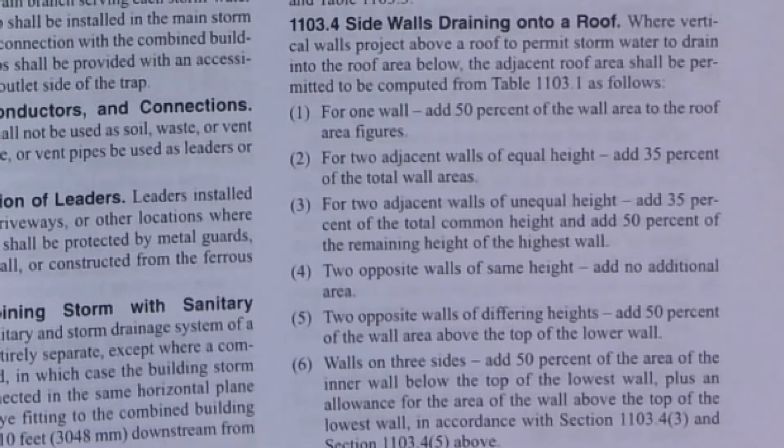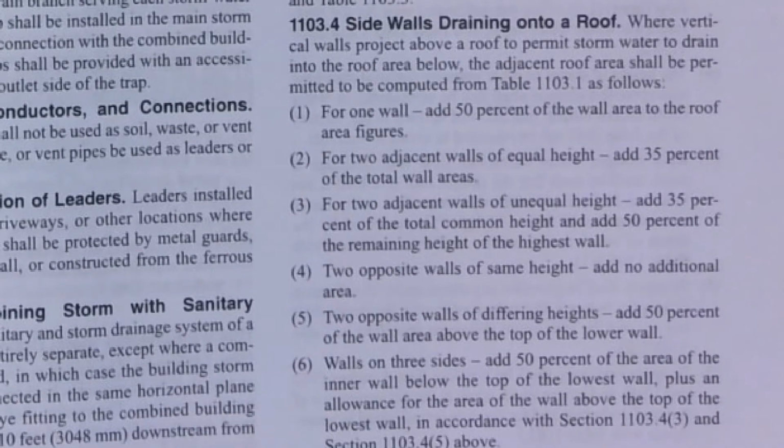So if one wall is 3 feet, the other wall is 5 feet high, I'm going to do 35% of the 3 foot high part, and then the remaining 2 feet, I'm going to take 50% of. And that's the surface area of that. Number 4, 2 opposite walls of the same height, no additional area, because they offset each other. They cancel each other out.